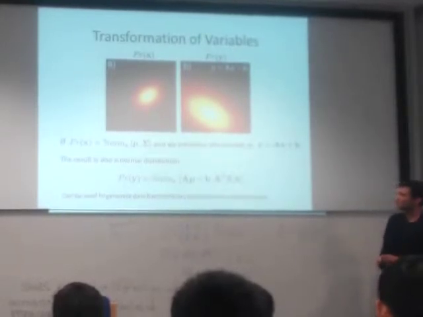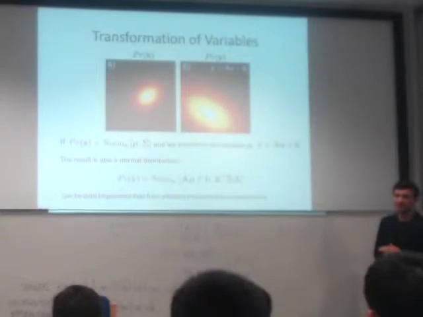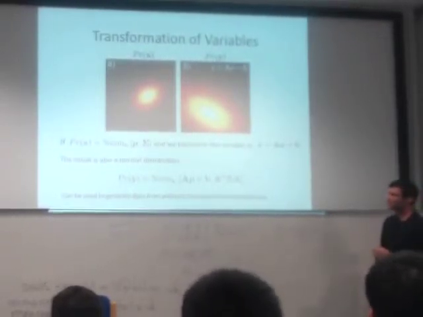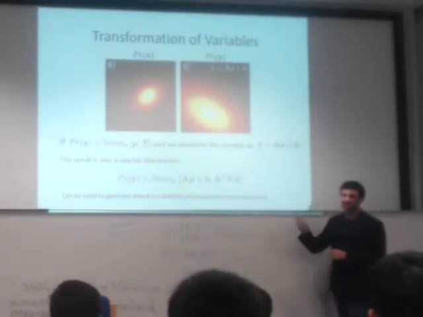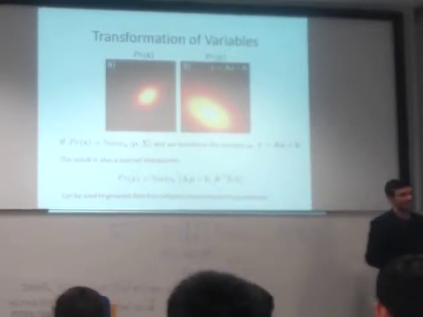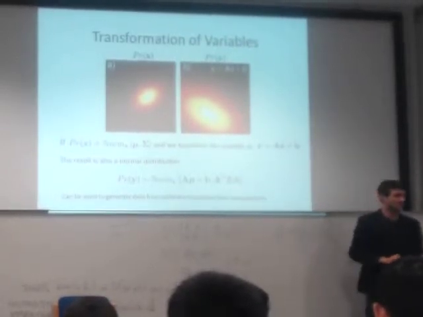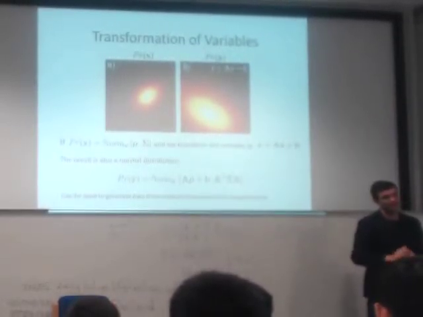Anyway, the important thing about this is, in practice, it's much easier to sample from a distribution where the mean is 0 and the covariance is identity. So you can sample from that, and then you just use this transformation to go into your new distribution. So computationally, it's actually important.